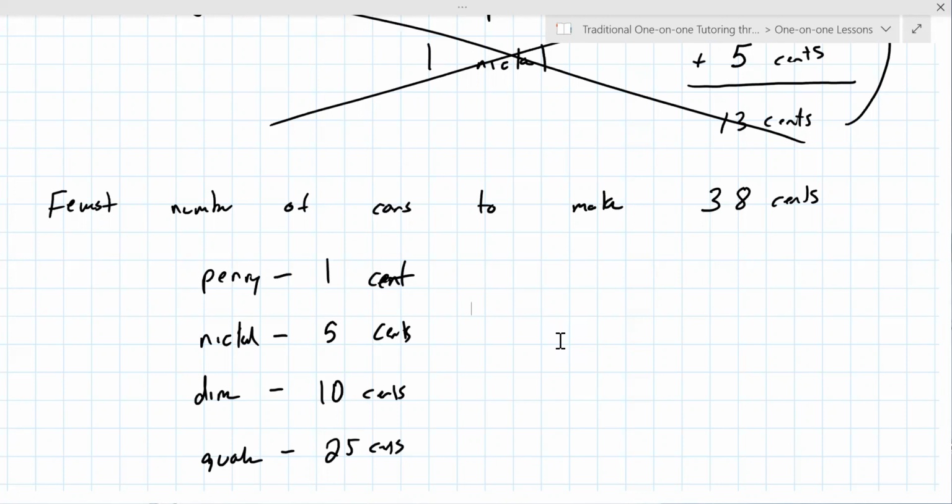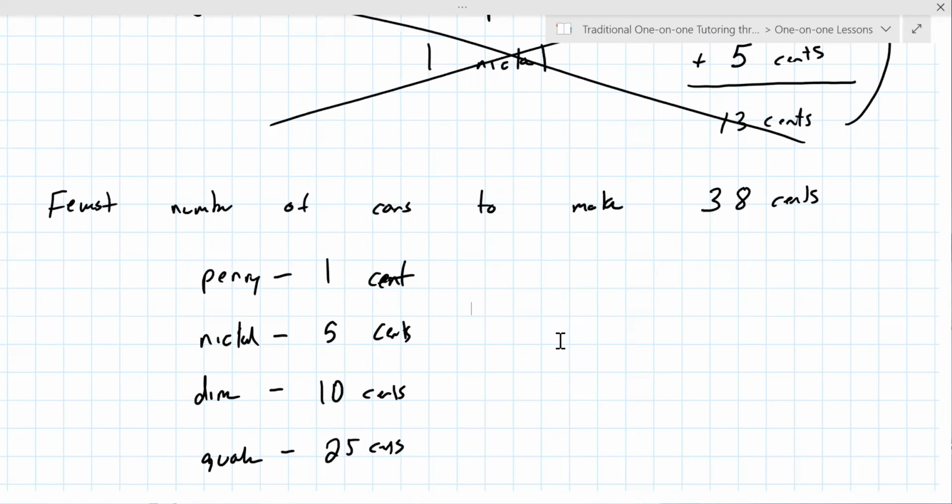Do you have an answer for me, Sourish? Yep, I got it now. Okay, what is your answer? My answer that I got is 24. 24 coins.